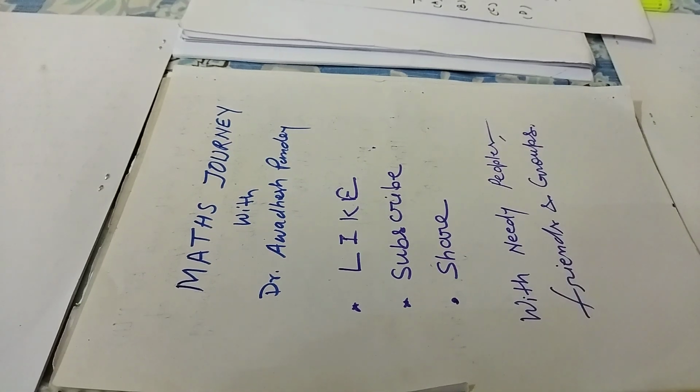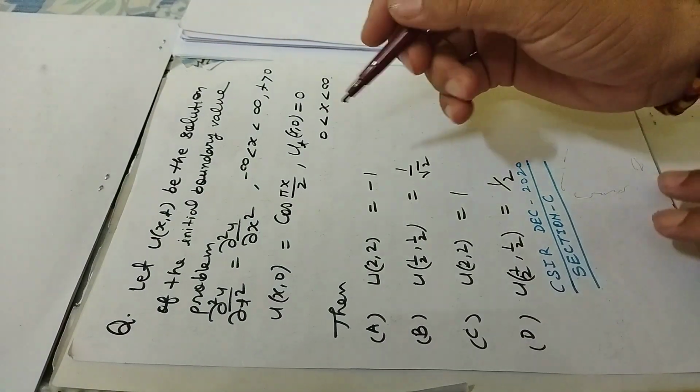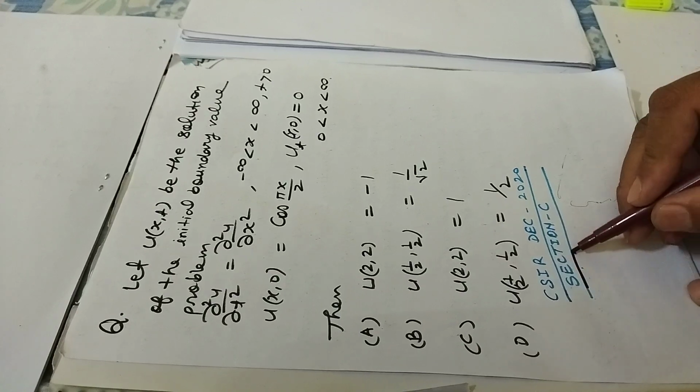Today we discuss a wave equation based question, a standard question which came in the year 2020 in CSIR NET for 4.7 marks, right? That is for the section C.